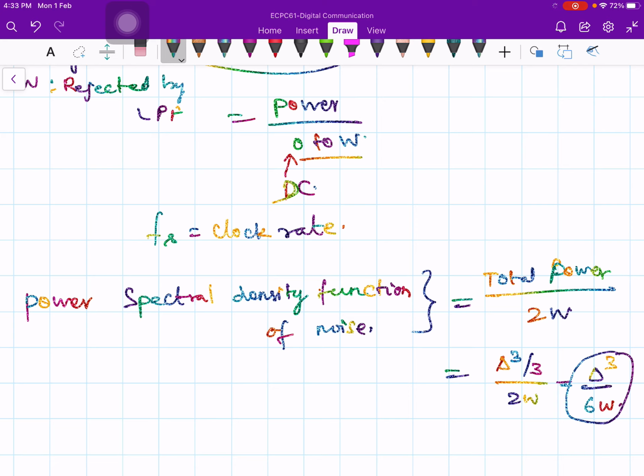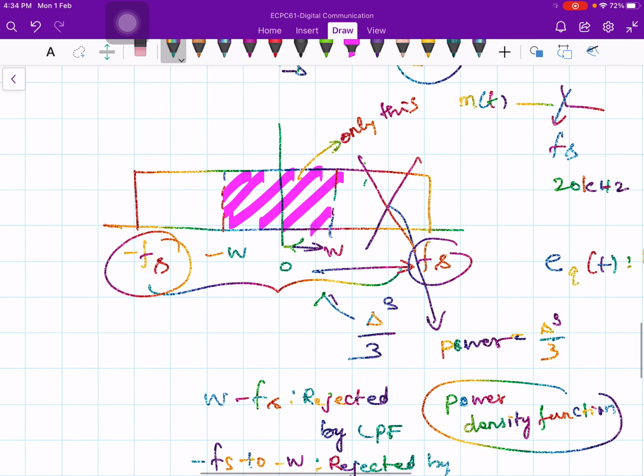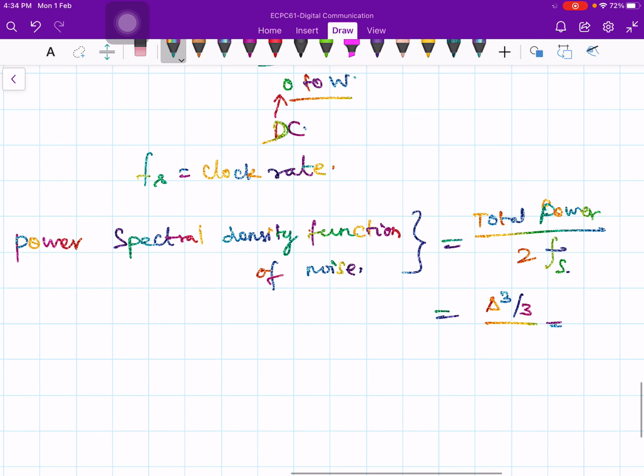Now what I am going to do is, let me compute the power spectral density at the input of the low pass filter, before passing through the low pass filter. In that case, the total noise power is going into the low pass filter. In that case, it is not going to be W, it is going to be fs, total power. So you need to consider the entire range minus fs to plus fs when you want to compute the power spectral density of the total noise power. Therefore 2fs, this is delta q by 6 times fs.